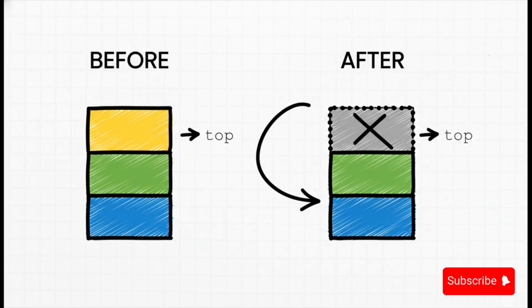So let's say we had pushed 10, then 20, then 30. Our top pointer would be sitting at the index holding 30. When we call pop, the top pointer just moves back 1 step to point at 20. Now, the number 30 is still technically sitting there in memory, but for all intents and purposes, as far as our stack is concerned, it's gone. The only thing that defines what's in the stack is where that top pointer is.